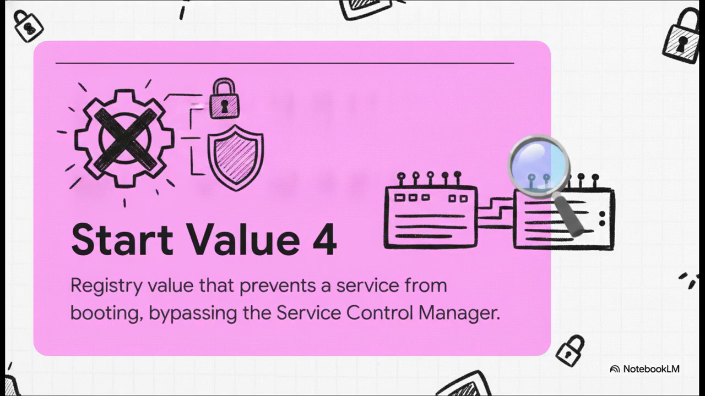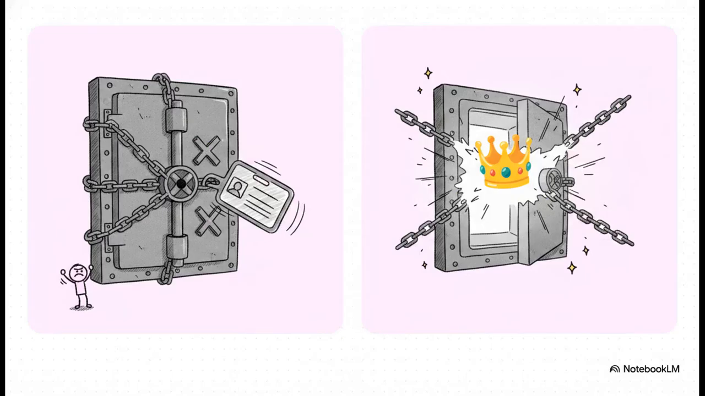Now, here's where it gets really interesting. Using start value 4, sometimes you will try to disable a service and you'll get a parameter is incorrect or an access is denied error. When the system fights back like that, editing the raw registry and setting the start value to 4 is your ultimate administrative kill switch. It literally tells the startup manager that the service simply does not exist when the computer boots up.